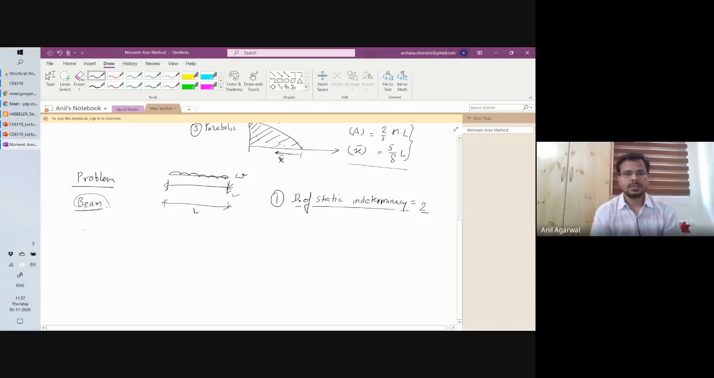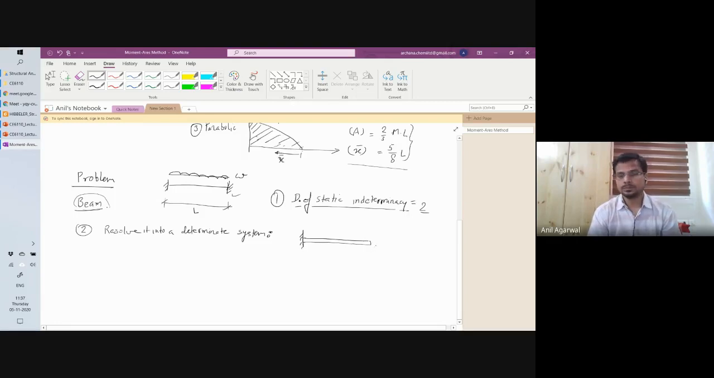Fine. So that is the first step. The second step is to resolve this into a determinate system. Okay. So we can go with a simply supported beam, but the way I've done it in your lecture notes is by making it a cantilever. So both of them are determinate. A simply supported beam is also a determinate system. A cantilever is also a determinate system.